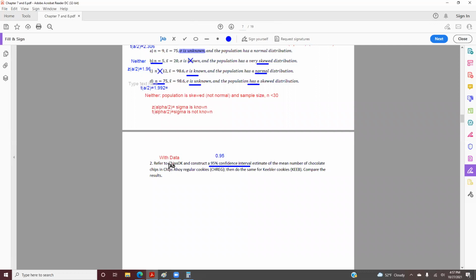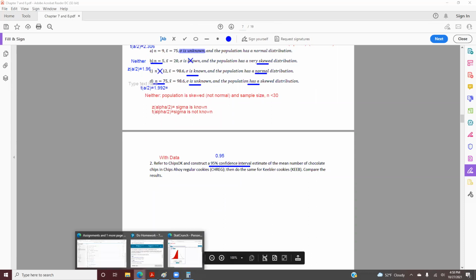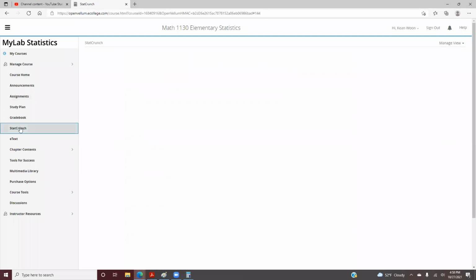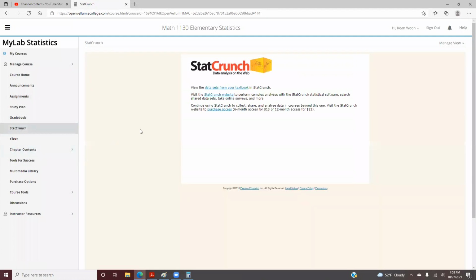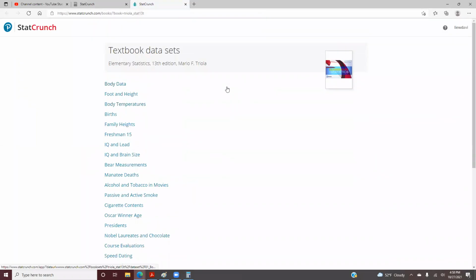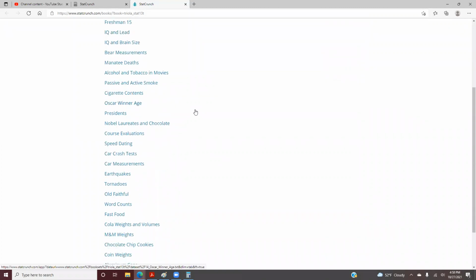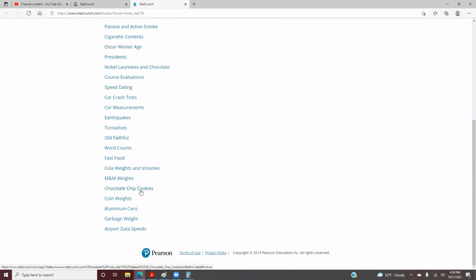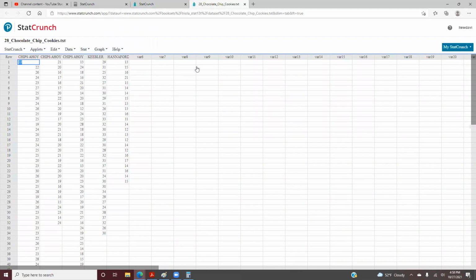This is where you have to refer to your data called Chips Ahoy. How do you find this data? You go under your StatCrunch, in your Elementary Stats StatWay, go to the data sets, and there should be one talking about cookies. Let me see, I think it should be over here somewhere. Where was that? Chocolate chip cookies. There you go. So it will be chocolate chip cookies. If you click on this, the data will be here.